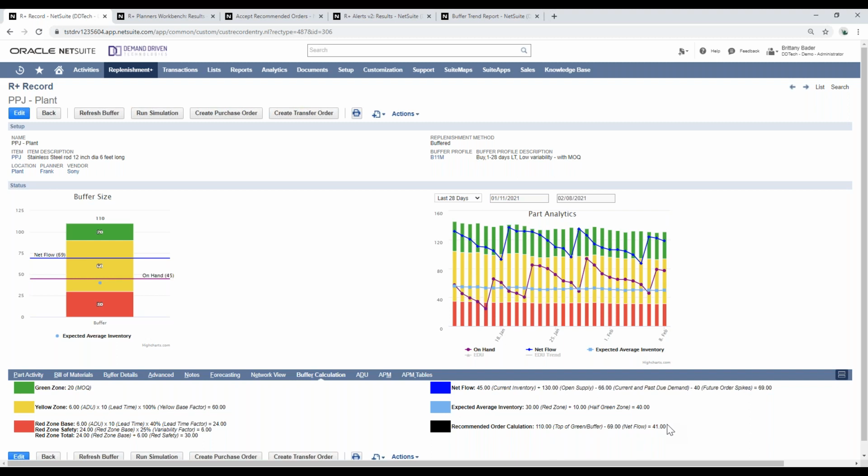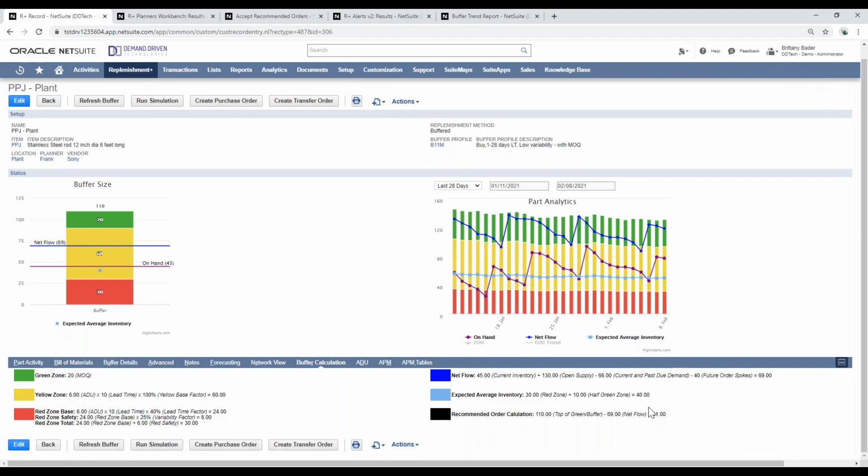I talked about that expected average inventory. It's pretty simple how we got that, just the red zone plus half of the green zone. So very visual to see what's going into that buffer and that net flow equation.